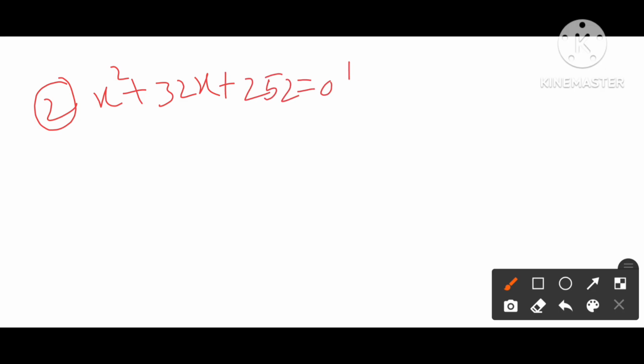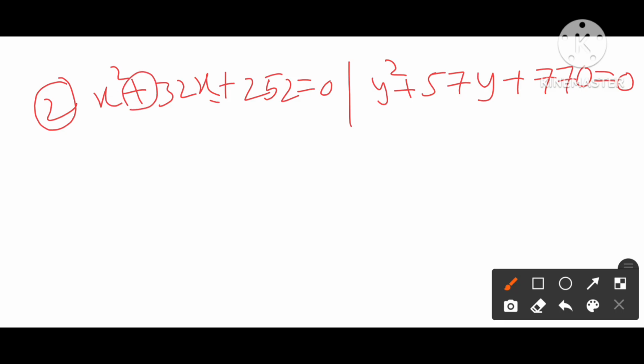Now we are going to see question number 2. x square plus 32x plus 252 equals 0. The other one is y square plus 57y plus 770 equals 0. So these are the two quadratic equations we have. First, let's see with symbols.